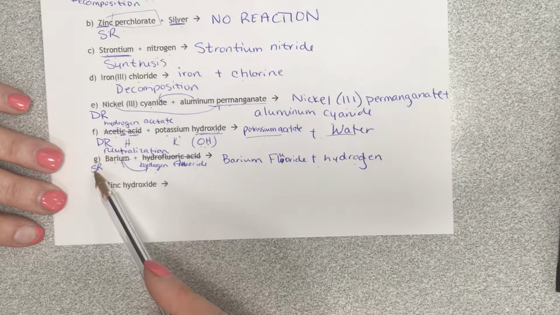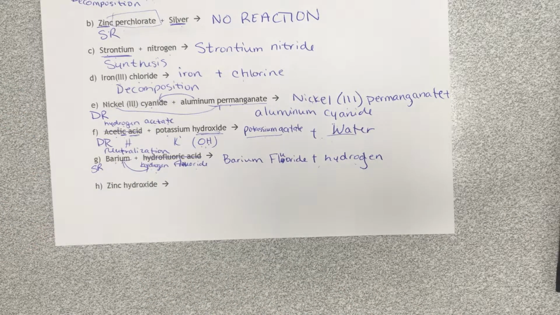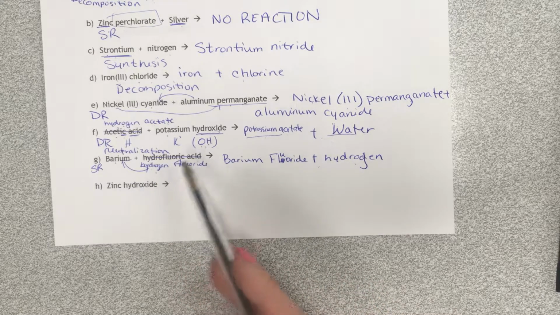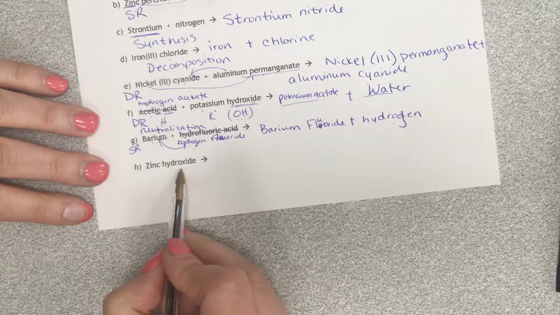So that's how you do single replacement. Just check to see if this guy is higher than this guy. If he is, they're going to switch places. That's it. And then make sure you change the ending because it was hydrofluoric acid. Now it's barium fluoride.